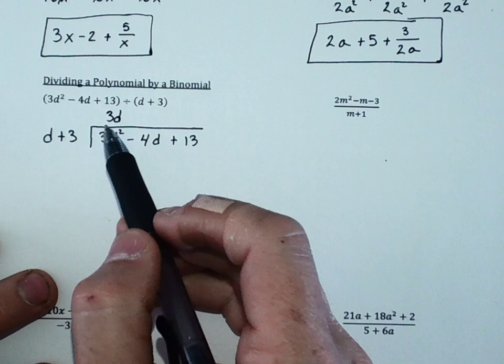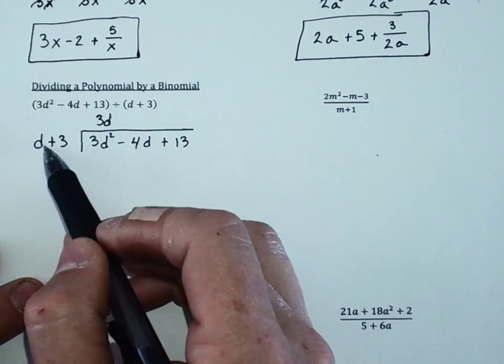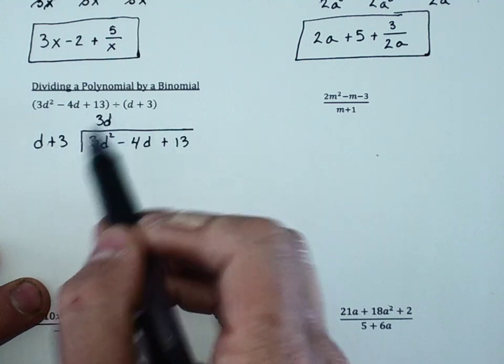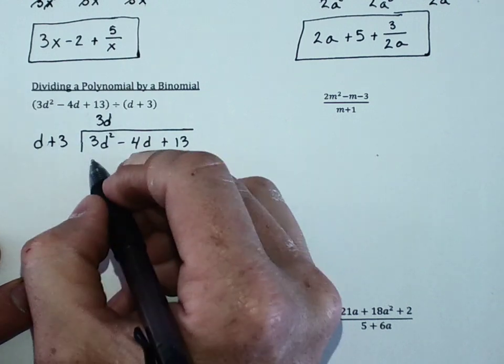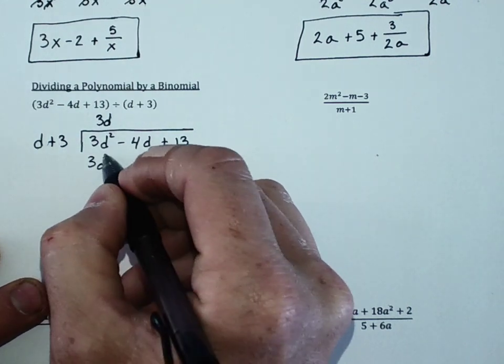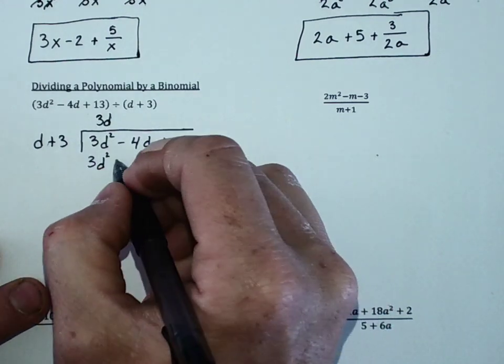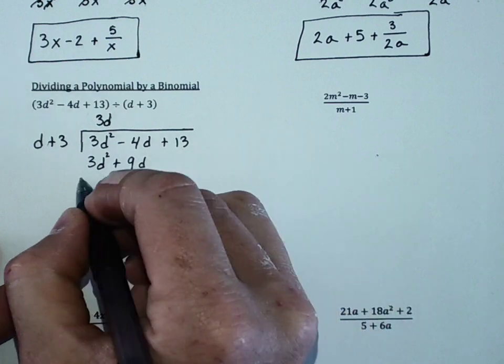So, I now multiply the 3d to this entire thing. You have to distribute it. You have to multiply this to this and to this. So I take 3d times d, which is 3d squared. And I take 3d times 3, which is a positive 9d.